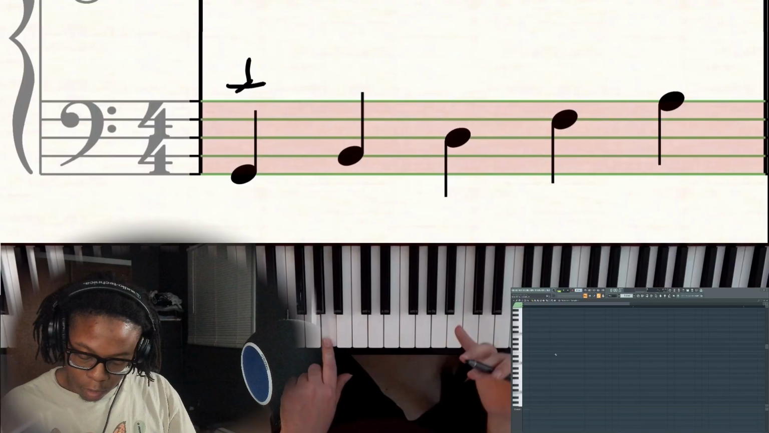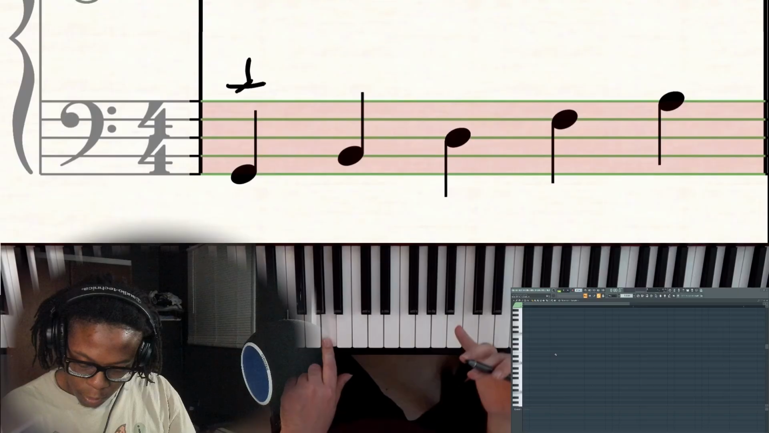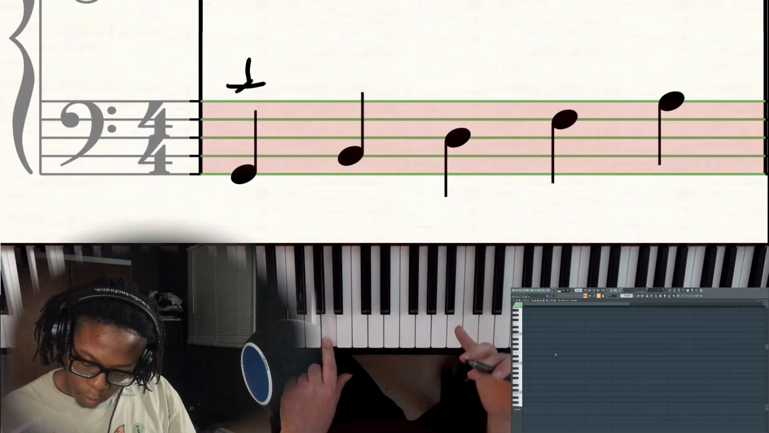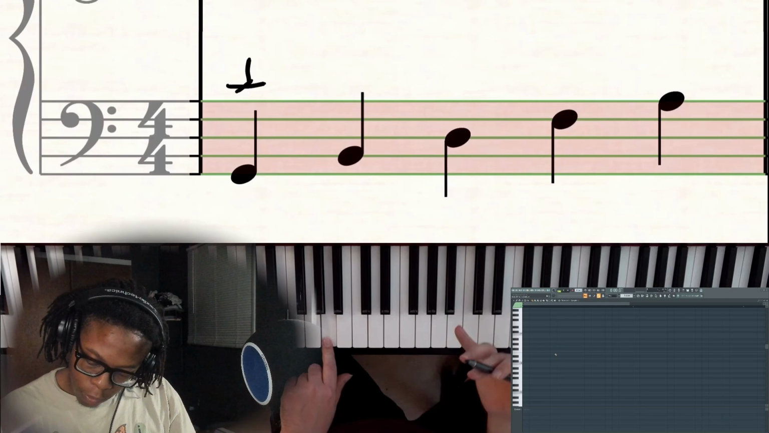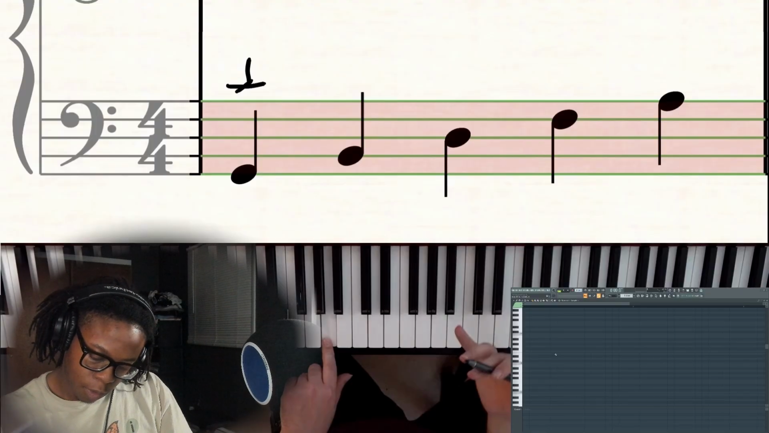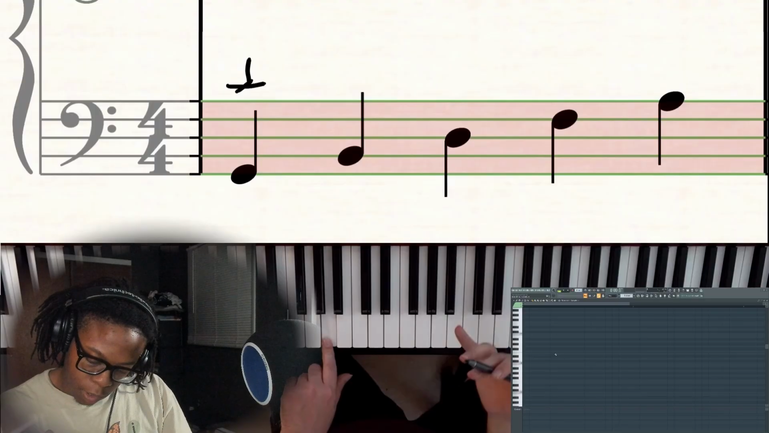So we got 5 lines, 4 spaces. So it's every good boy deserves fruit. Then we got F, A, C, E. And that's the treble clef. And then we got bass, which is, let me draw these lines.